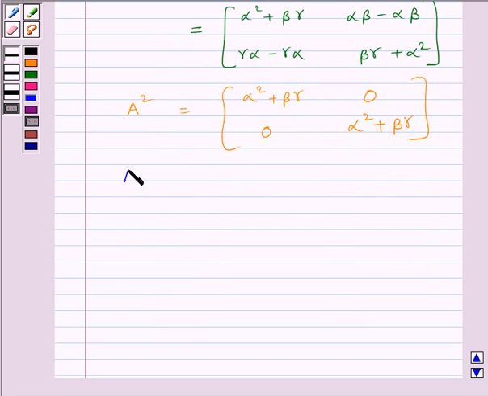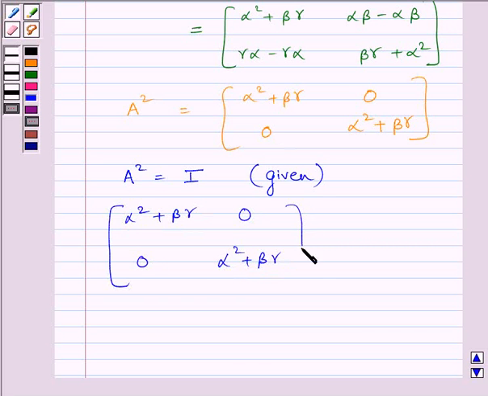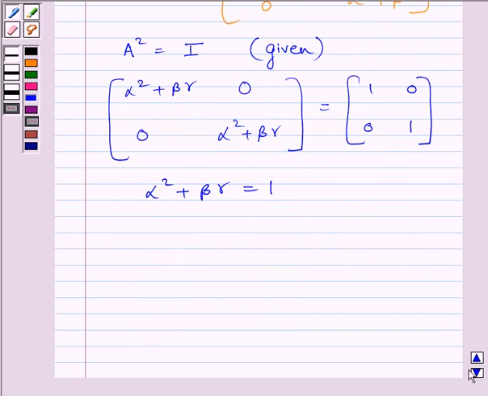Now we are given in the question that A square is equal to I, where I is the identity matrix. So we can write A square is equal to this matrix. So alpha square plus beta gamma, 0, 0, alpha square plus beta gamma is equal to matrix 1, 0, 0, 1. That is the identity matrix. So on comparing the corresponding elements of the matrices, we get alpha square plus beta gamma must be equal to 1. This further implies 1 minus alpha square minus beta gamma is equal to 0.